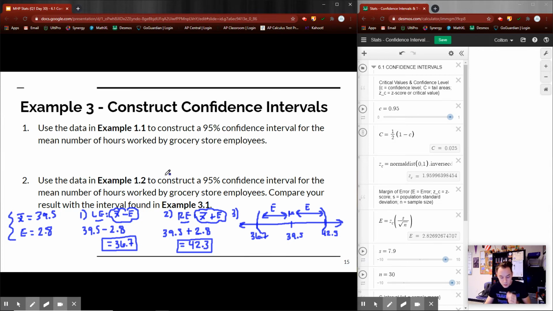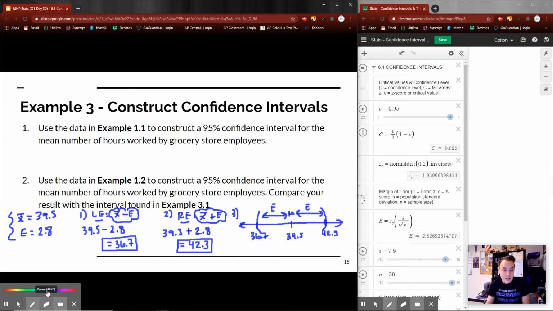Boom. So this is what I have. My left endpoint was 36.7, my right endpoint was 42.3, and this is my graph. So what this says is I can be 95% confident that the mean number of hours worked by grocery store employees is between 36.7 and 42.3, given that my point estimate, or my sample mean, was 39.5 and my margin of error was 2.8. Pretty exciting, right? I think it's very, very exciting.